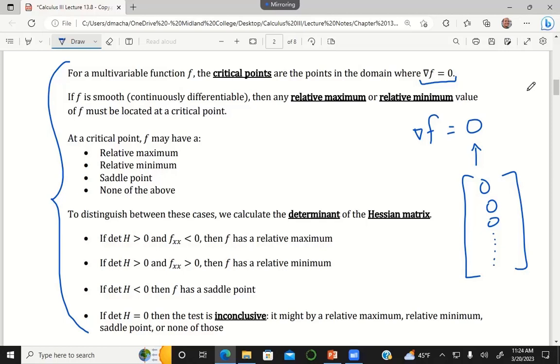Suppose that you found a critical point of your function. A critical point might be a relative maximum, it might be a relative minimum, it might be what we call a saddle point, and it might be none of those. It might just be a critical point that happens to be nothing at all.